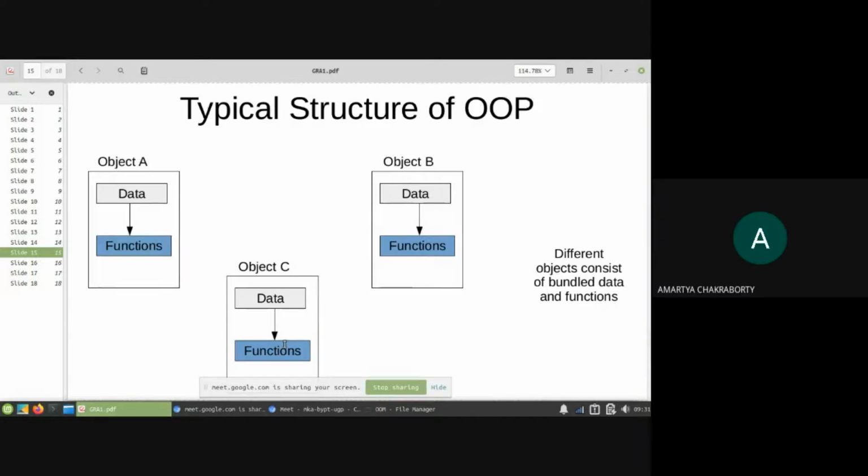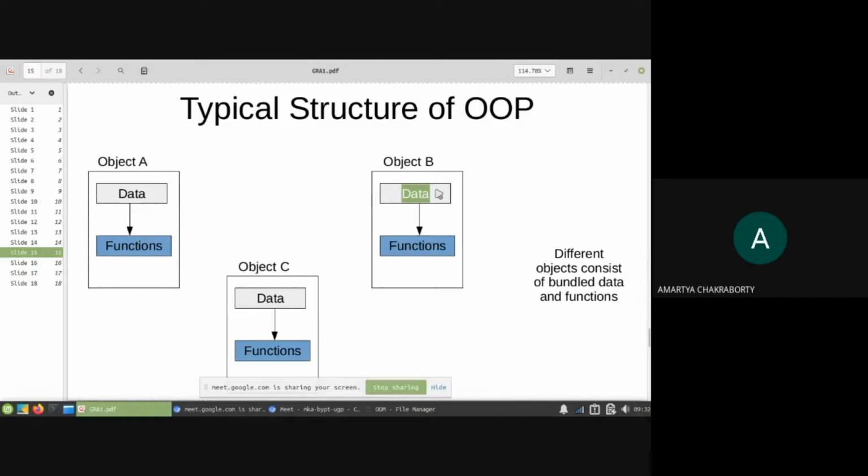Each object has its own particular data that it can work with, and it has particular functions which can use this data. So there is one very important observation to be made here: each object's function can work with its own data. The functions in object A can only work with the data in object A. The functions in object A cannot access the data in object B.